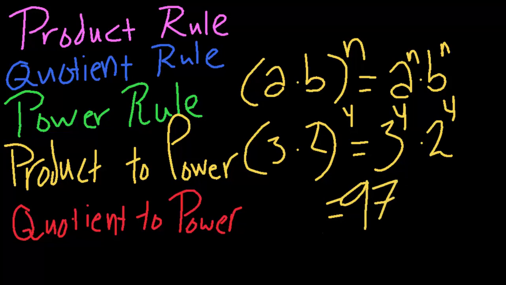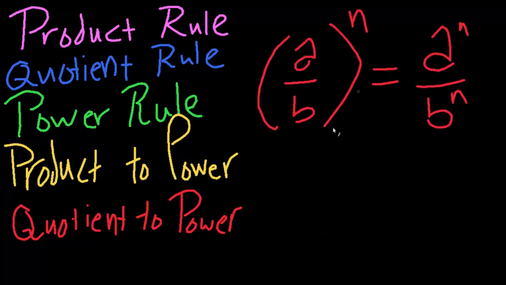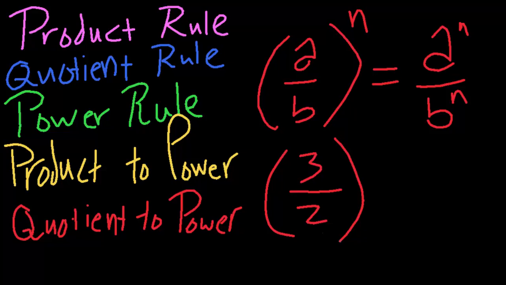Alright, one more thing, the quotient to power rule. Alright guys, very, very similar to the product to power rule, except instead of multiplying, we are dividing. And just a quick note, b cannot equal 0 because then we'd be dividing by 0. Anyways guys, so let's plug in some real numbers for this guy. 3 over 2 to the power of 7 equals 3 to the 7th over 2 to the 7th. And I will plug this in and give you guys a value one more time. Okay, so I went ahead and did that, and I got 17.08.